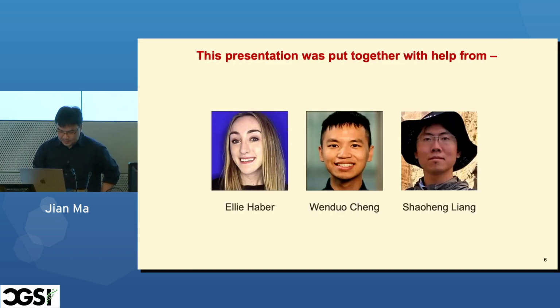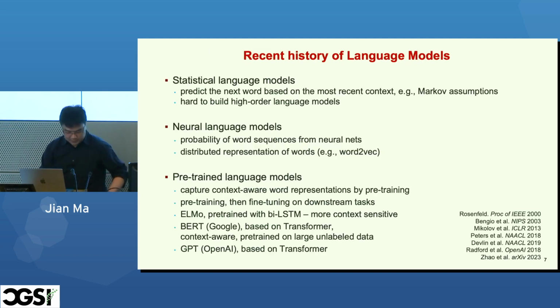So this talk was put together by 3 people in my group: Ellie Haber, who is here in the audience, Wendell, another graduate student, and Xiaohun, a postdoc who just graduated from Lei Nicklace's lab at Rice and is now a postdoc in my group. This talk is really a lot of effort from them. So let's get to the actual material for the presentation.